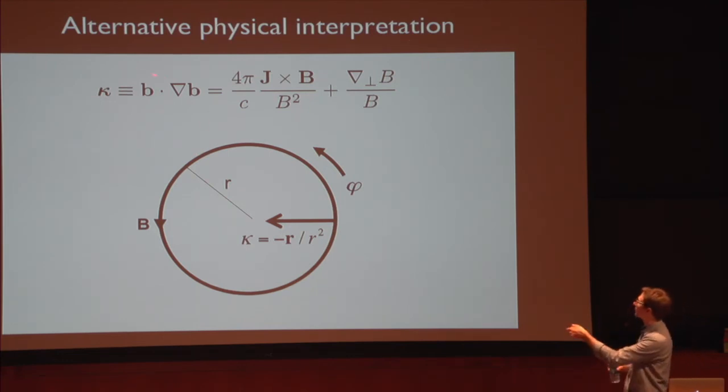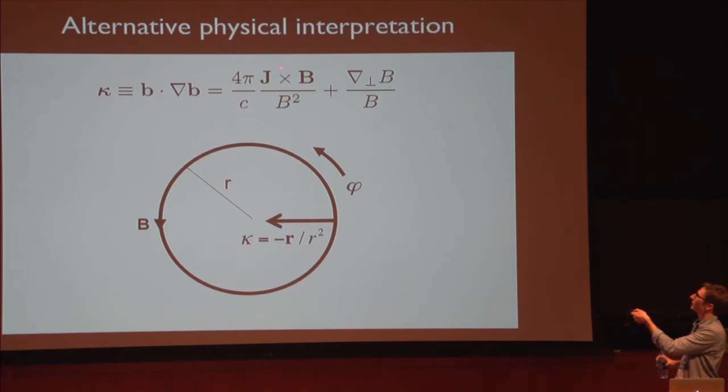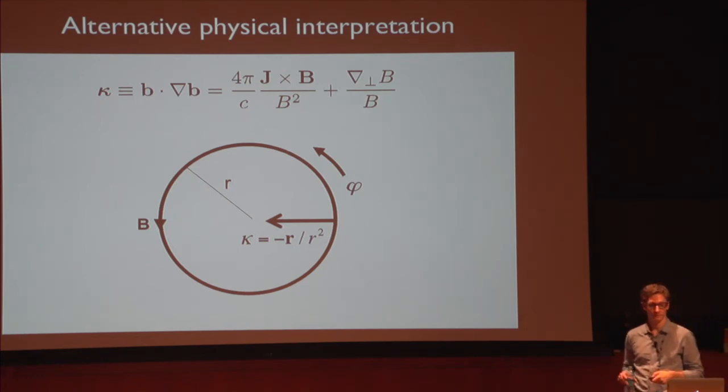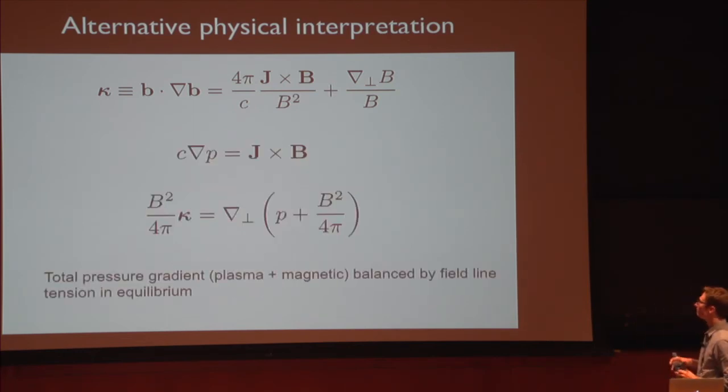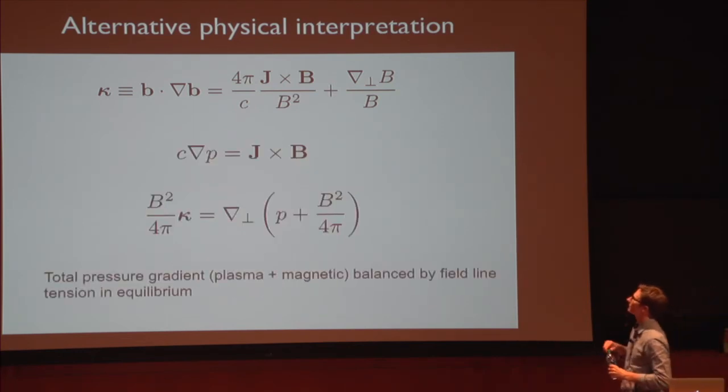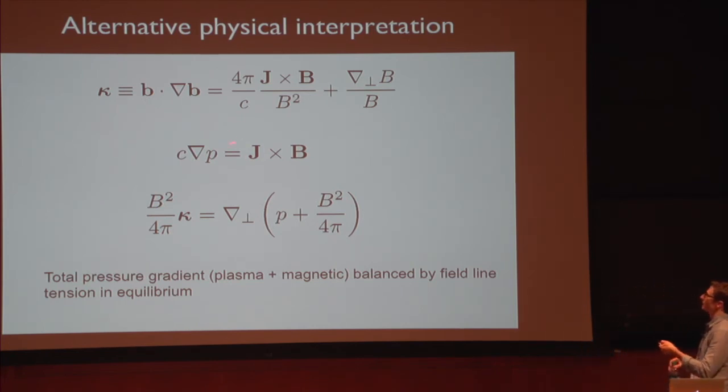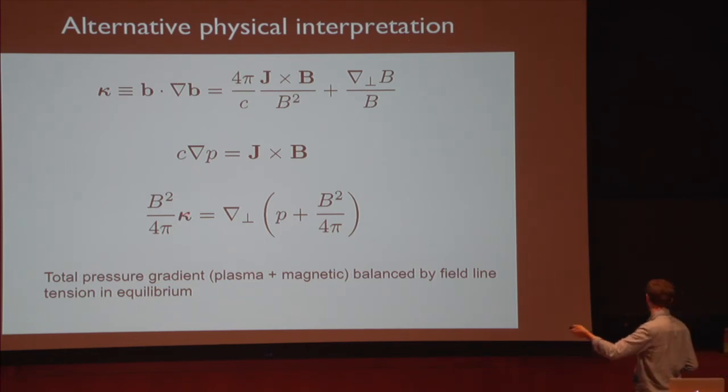So this curvature vector, again, if I use some vector identities and use Ampere's law, I can write the curvature in terms of this J cross B and the gradient of the magnetic field. If we use our equilibrium constraint to replace J cross B in this expression, then we can massage things a little bit, and we end up with this force balance expression.